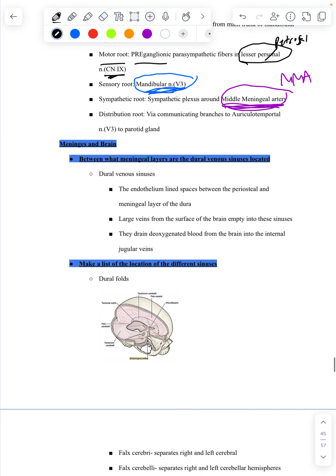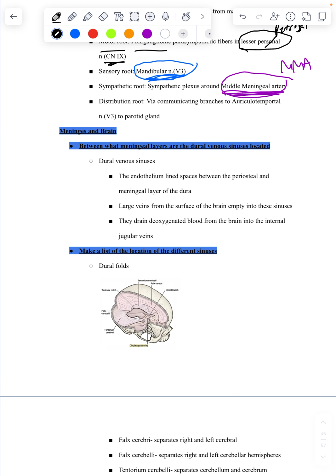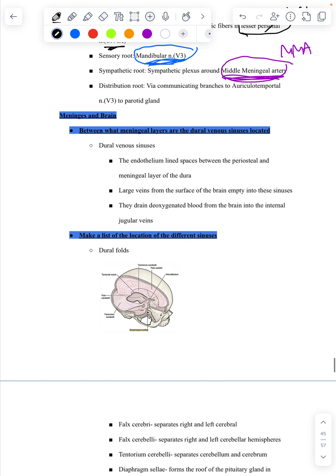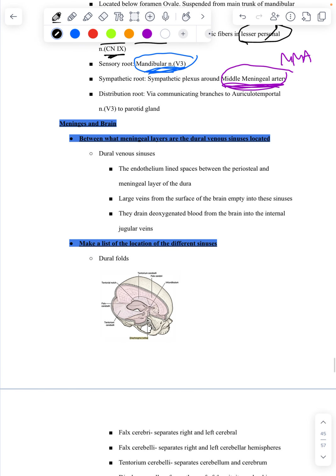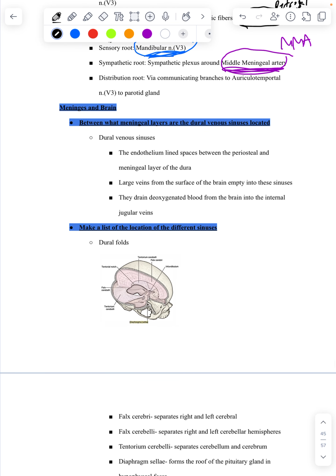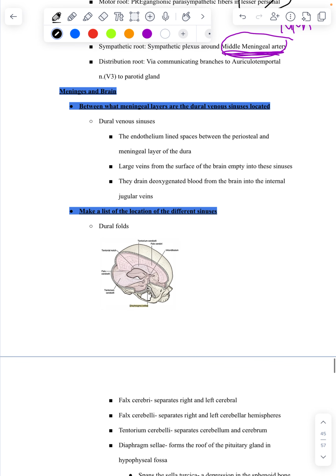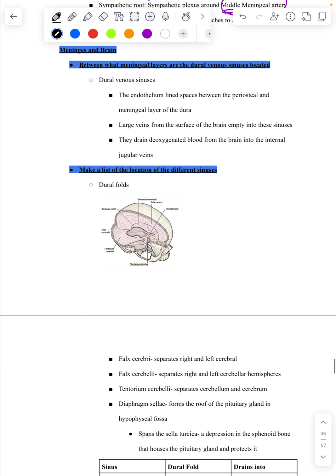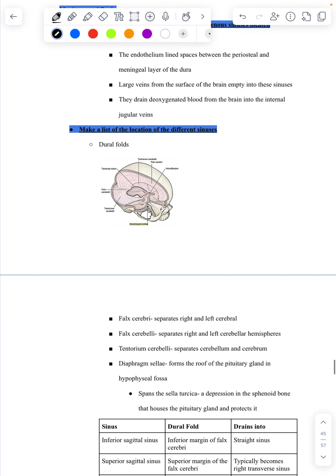Okay, after this, again, a lot of this stuff is neural stuff, so I'm going to skim through it, but let's do it. So dural venous sinuses are endothelium-lined spaces between the periosteal and meningeal layers of the dura. Large veins from the surface of the brain empty into these sinuses, and then they drain deoxygenated blood from the brain into the internal jugular veins. Because we're taking deoxygenated blood down, the arteries are going to bring us oxygenated blood back up.